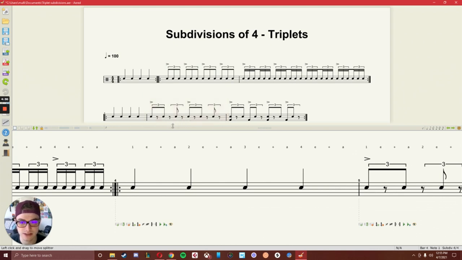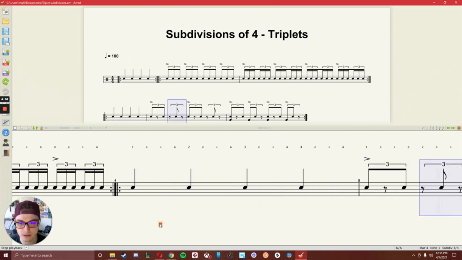We didn't go over rests before, but this is what a rest looks like. For the meantime, you're probably only going to see quarter note and eighth note rests. And a rest just means you're not playing anything on that beat. So here we go. I'll show you what this sounds like.